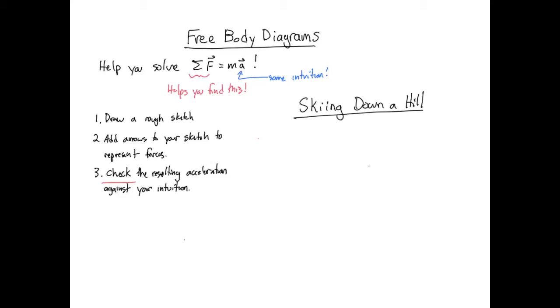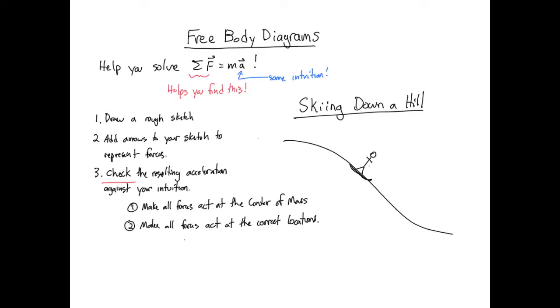The example I want to do is skiing down a hill. First thing I need to do is get a rough sketch of someone going down a hill on skis. Okay, so there's a rough sketch of someone going down a hill, and then I need to add arrows to the sketch that represent forces. So the first thing I need to do is decide where on this skier the forces act. I have basically two options.